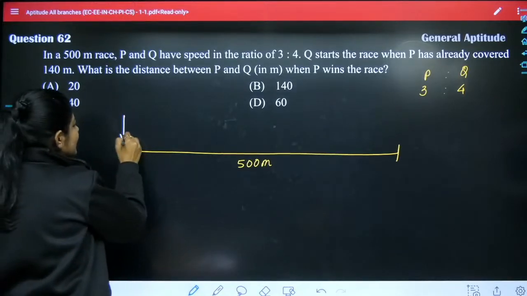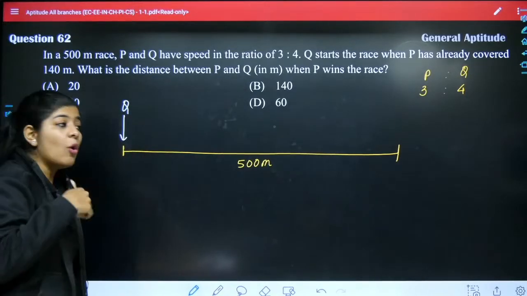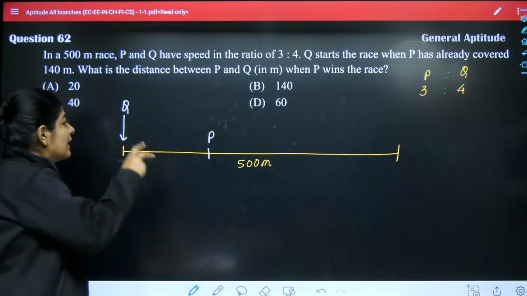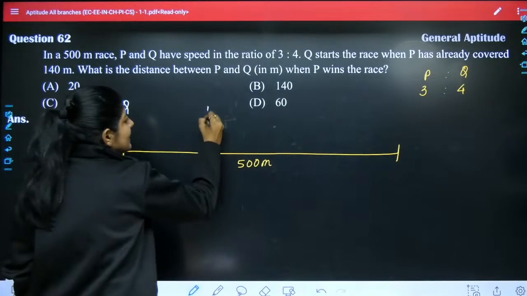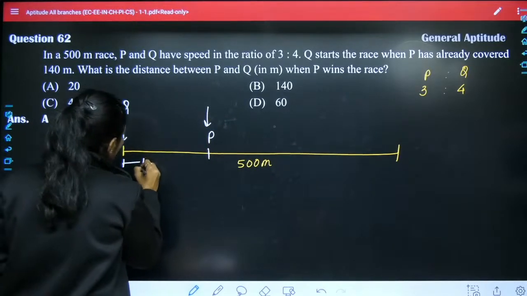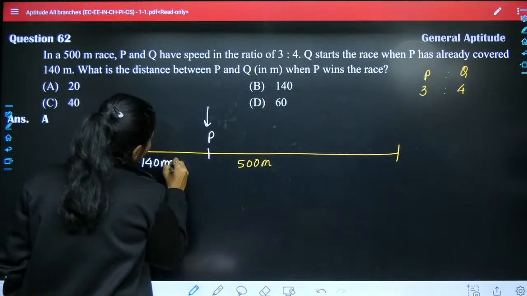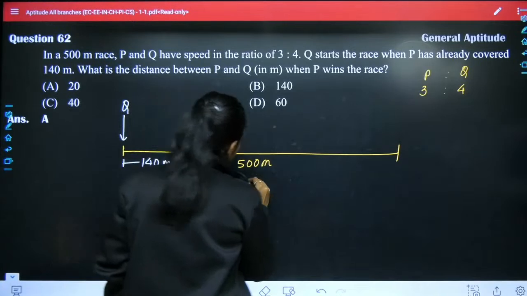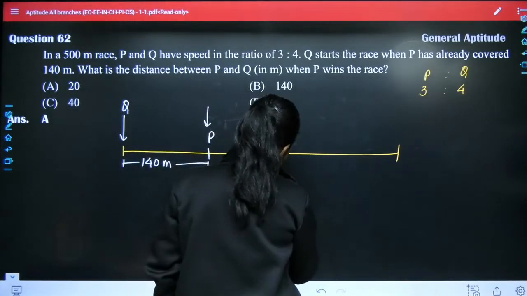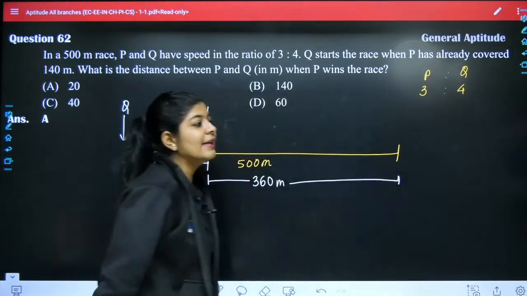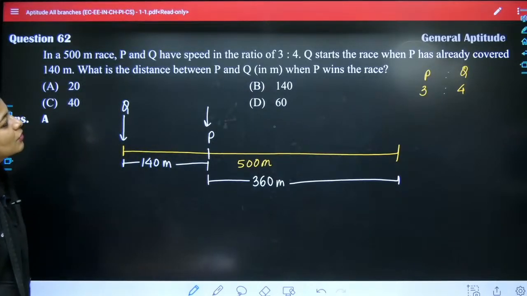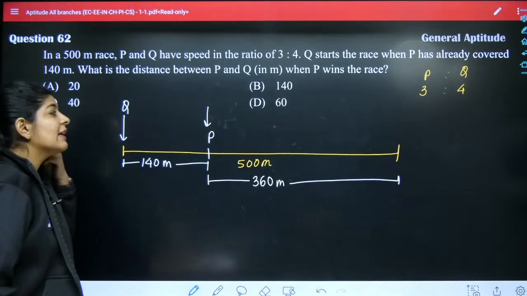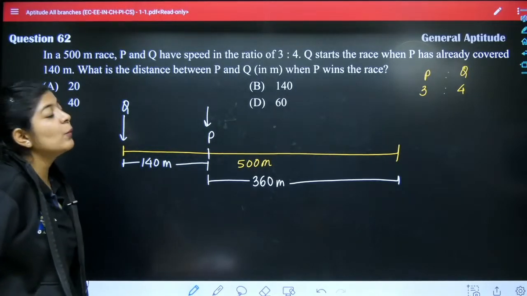When Q starts the race, P has already covered a distance of 140 meters. Let's suppose P is already present here. So what is the remaining distance? If we calculate the remaining distance, it is equal to 360 meters, right? So what do we need to find out? What is the distance between P and Q in meters when P wins the race?